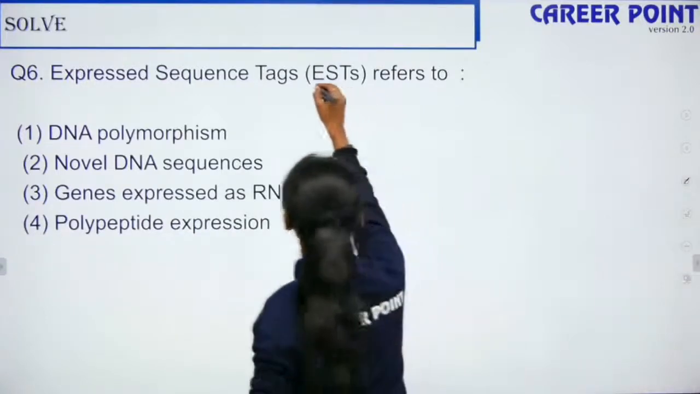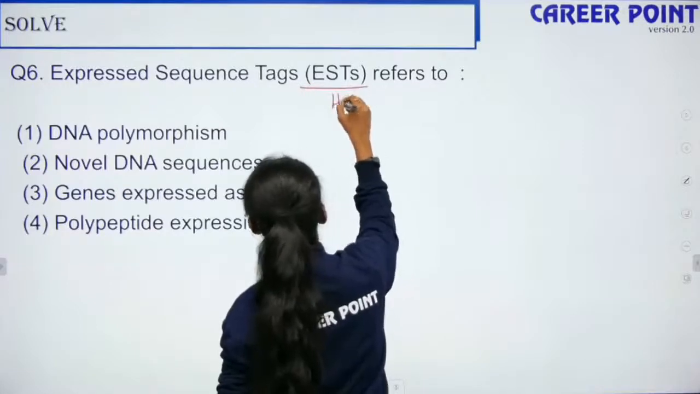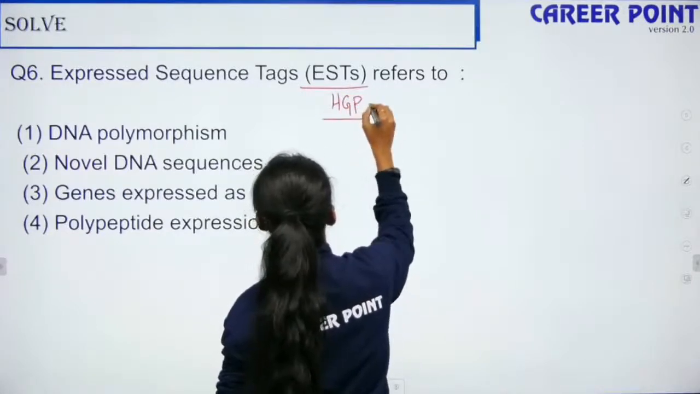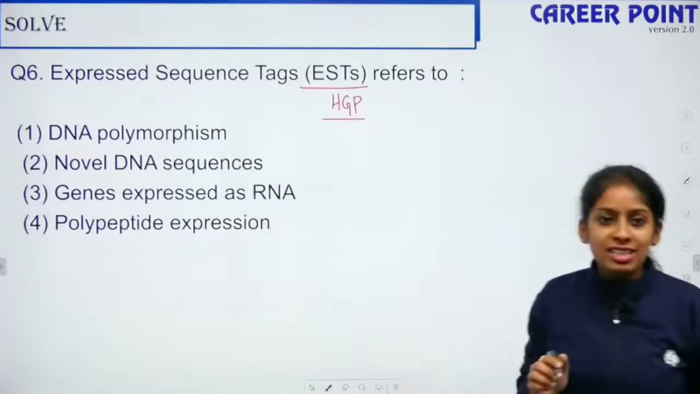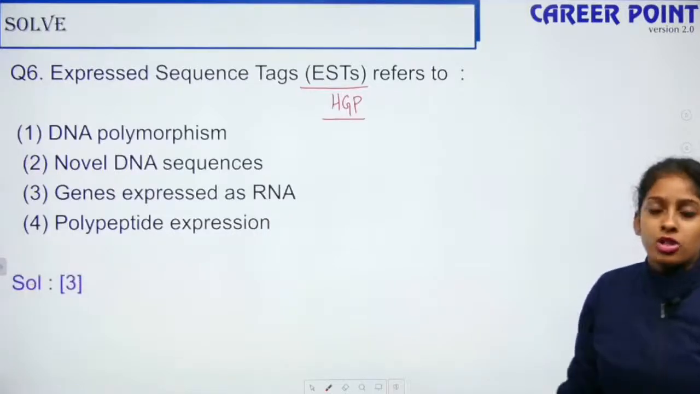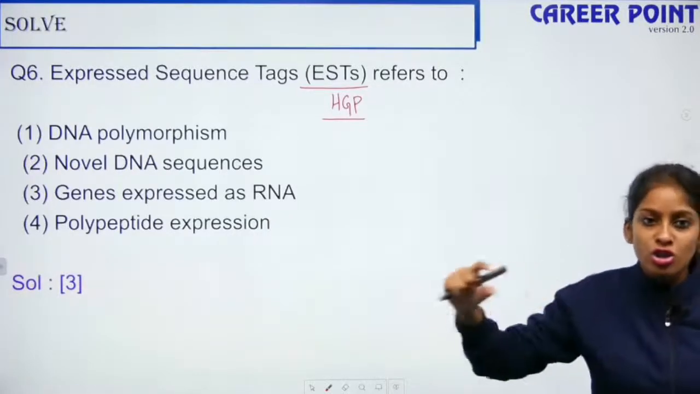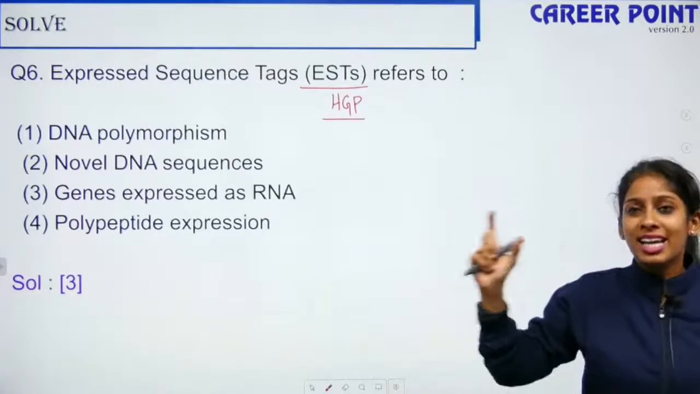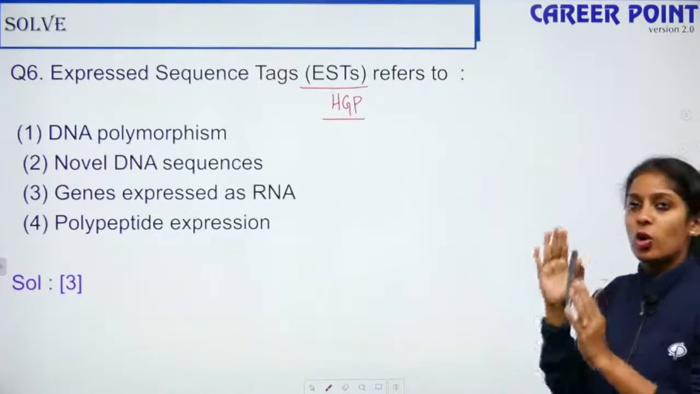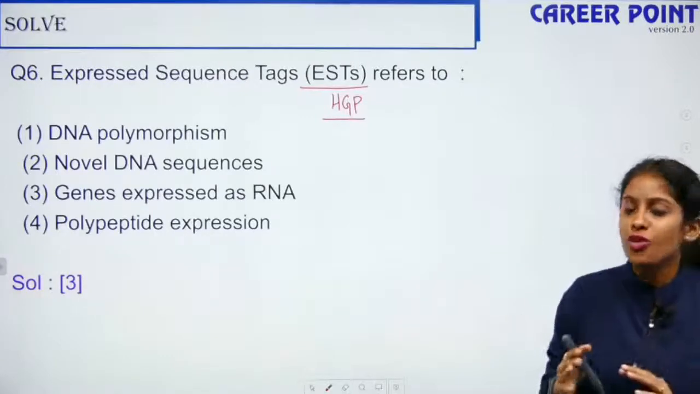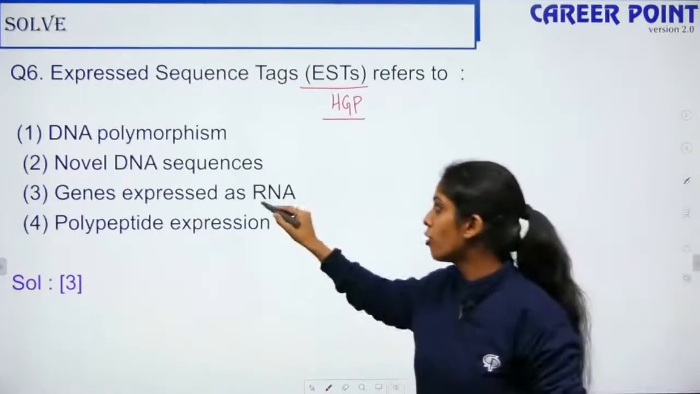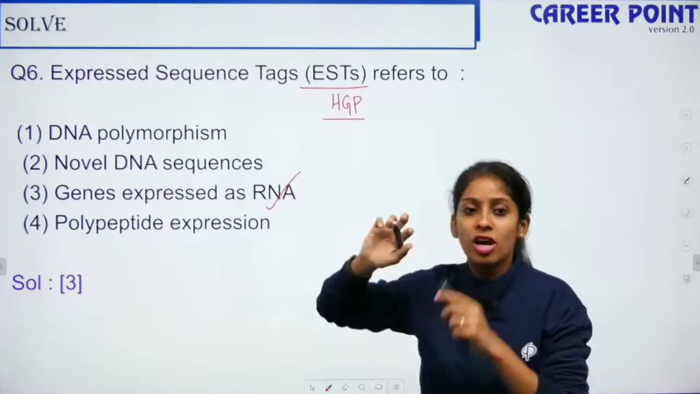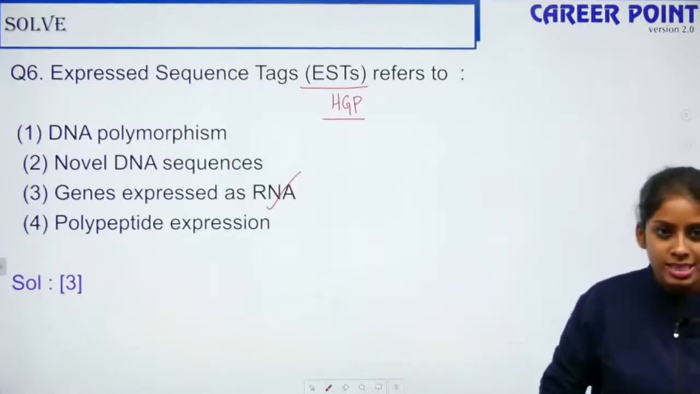So express sequence tag comes under the topic human genome project. So you tag the genes. You have to sequence your whole genome, right? Yes. So this whole genome, you first segregate as to which genes code for protein and which genes code for RNA. The ones which code for RNA are sequenced or labeled as express sequence tag.